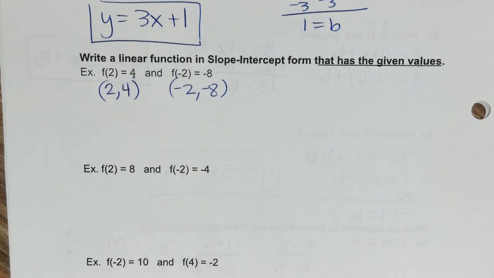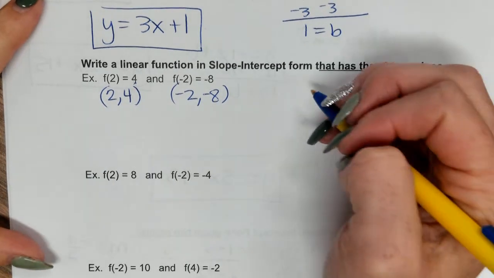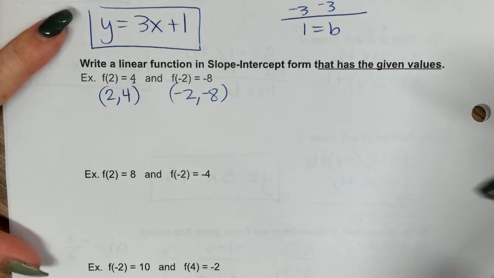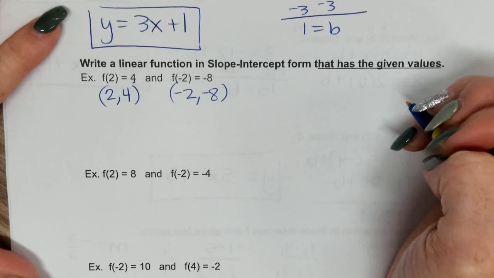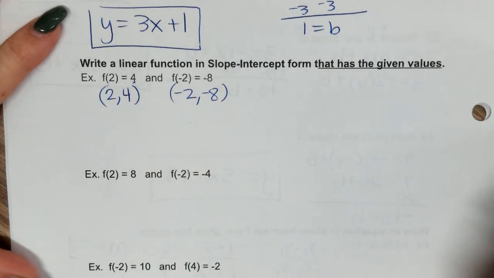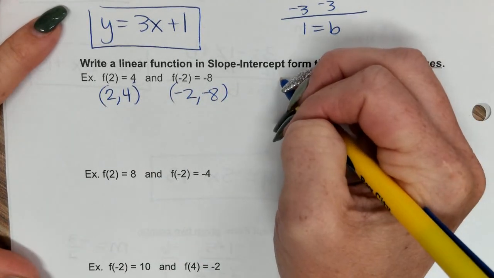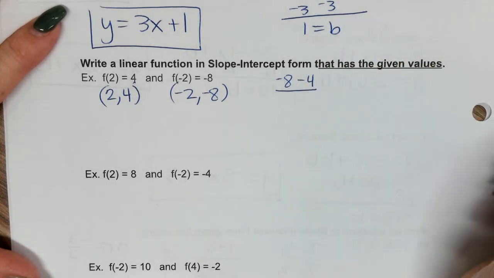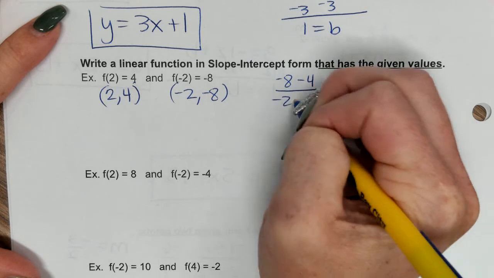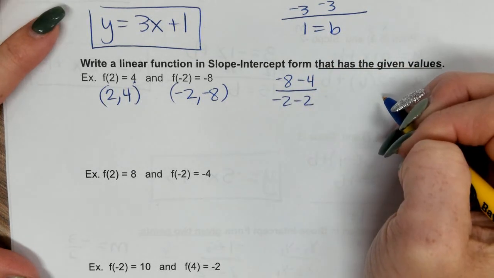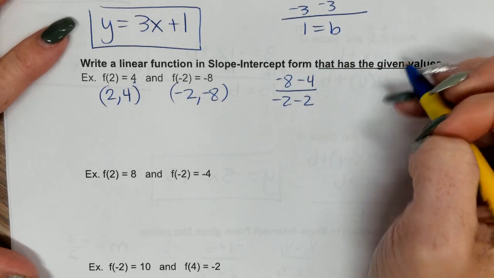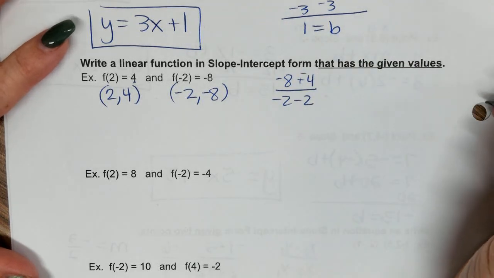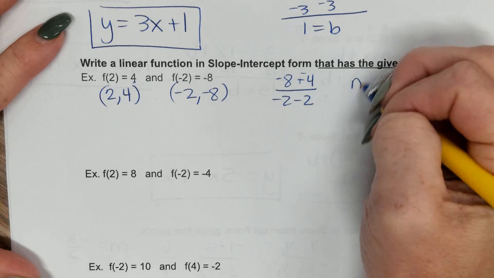Yes. All right, find the slope. Somebody set up the slope for me. Go ahead, Jackson. How am I going to find the slope? So, negative 8 minus 4 over negative 2 minus 2. Good. Which comes out to negative 12 over negative 4, which is 3.